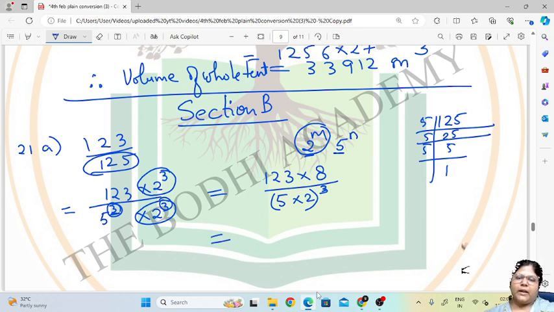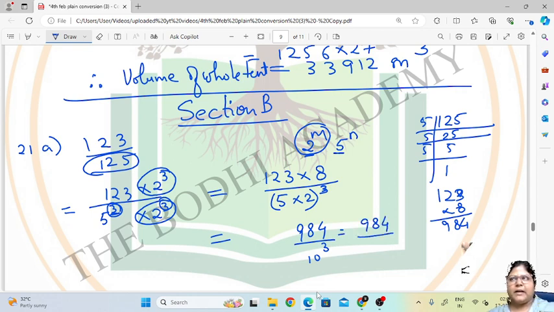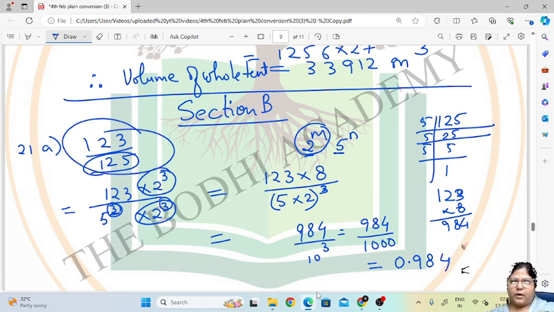So 123 into 8. How much is 123 into 8? 8 3s are 24. 8 1s are 8, 16, 17, 18. 8 1s are 8, 9. So 984 divided by 10 power 3. Now 10 power 3 is 10 times 10 times 10, which is 1000. So without actually dividing, we are able to write 123 upon 125 in a decimal expansion. So you can do this one.